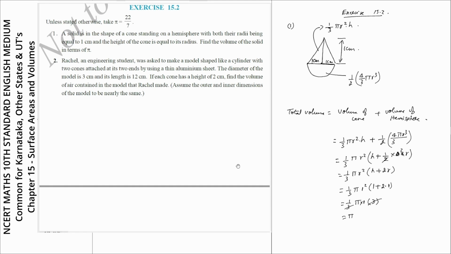So if the radius of the hemisphere is equal to the height of the cone, then objects like this will have a volume of pi. Here it is in centimeters, that's why it is pi centimeter square. Sorry, it's centimeter cube. Volume is always in centimeter cube or meter cube. If length is in centimeter, volume will be in centimeter cube. If length is in meter, volume will be in meter cube.